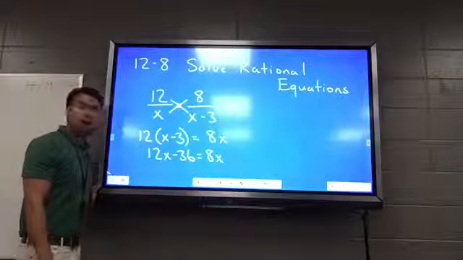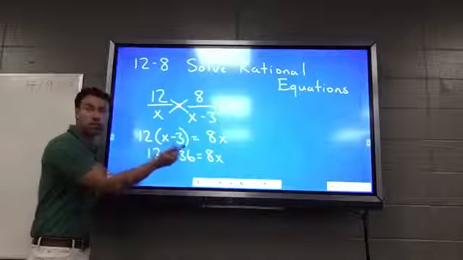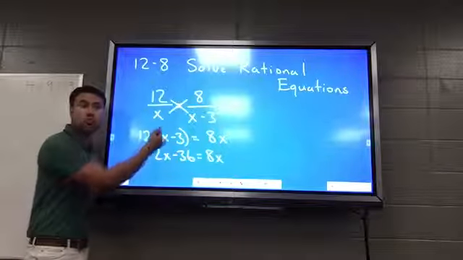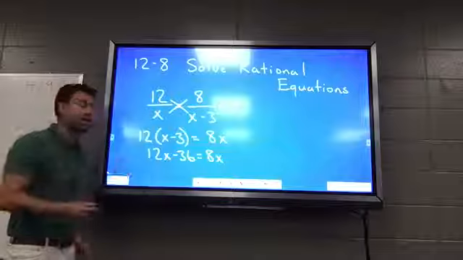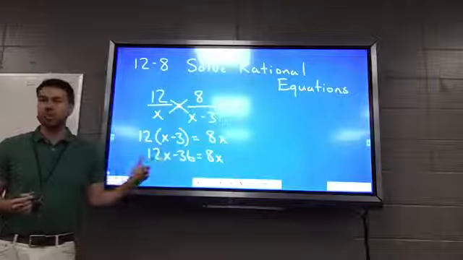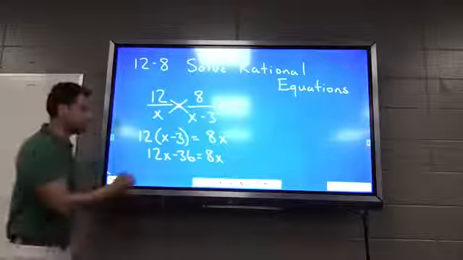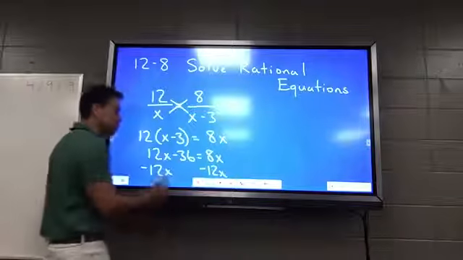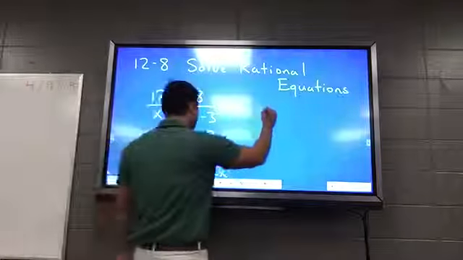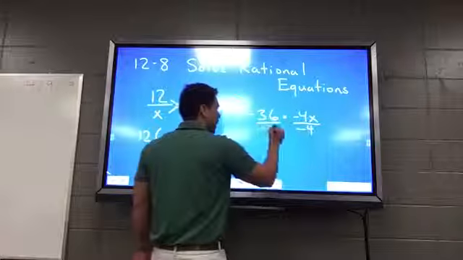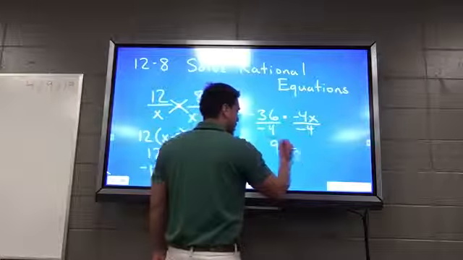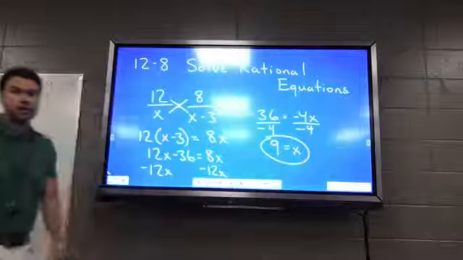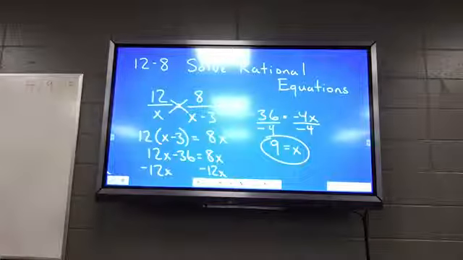Okay, how many of you subtracted 12x from both sides? Anyone subtracted 12x from both sides? How many of you subtracted 8x from both sides? Okay, I'm going to do 12x from both sides. Either way, you should have been left with negative 36 equals negative 4x. And then you divide both sides by negative 4. And you get 9 equals x. Is that what you guys got? 9 equals x. x equals 9.